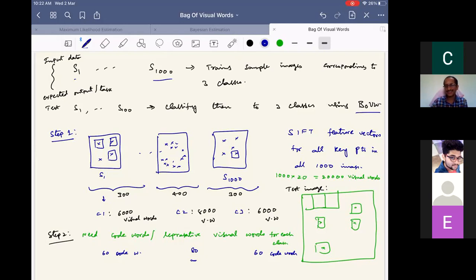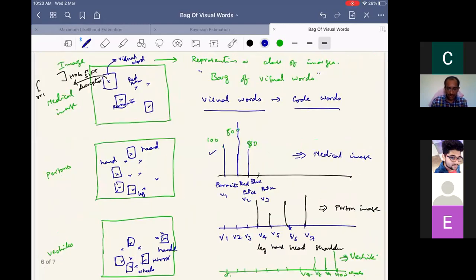Like, sir, if we choose some corner points or we do some template matching with respect to one, like head, then also we can get some specific features out of this 6,000 words. Okay. See, I will give you a better idea.